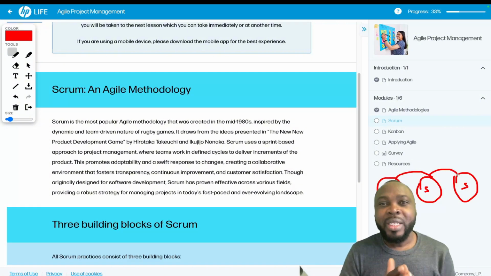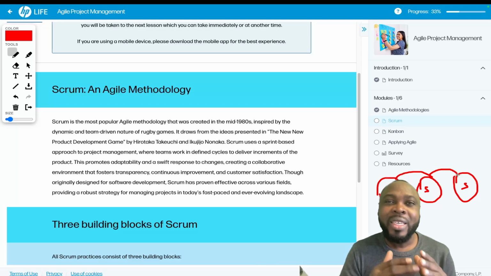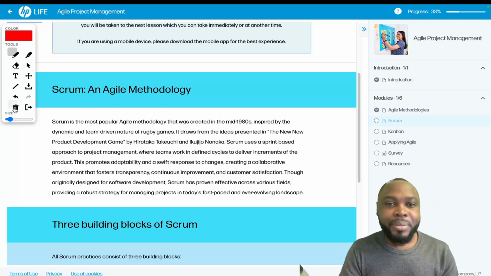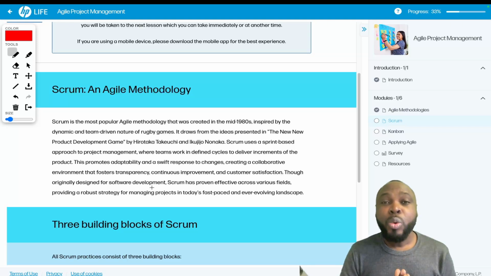So Scrum is a sprint-based approach to product management where you work in either incremental or iterative cycles to produce results. This promotes adaptability and a swift response to changes, creating a collaborative environment that fosters transparency, continuous improvement, and customer satisfaction.